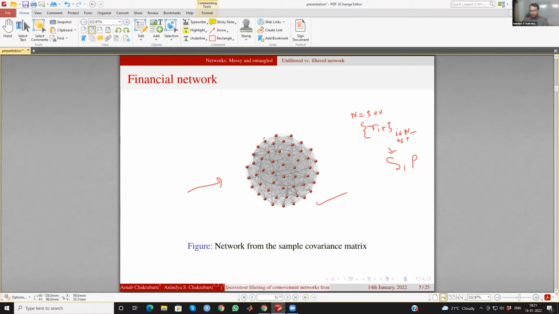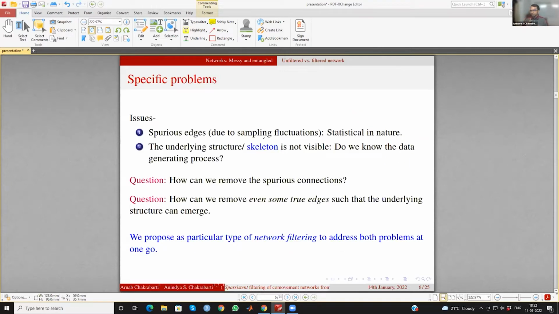Is there a way to get rid of many of these linkages which are potentially non-informative? Not only that, we can actually ask two questions here. The first one is that suppose these are just some correlations that are statistical in nature. So the motivation comes more from a point of view of filtering. Suppose there are just some spurious connections. How do we get rid of them? That is something that the literature has talked a lot about.